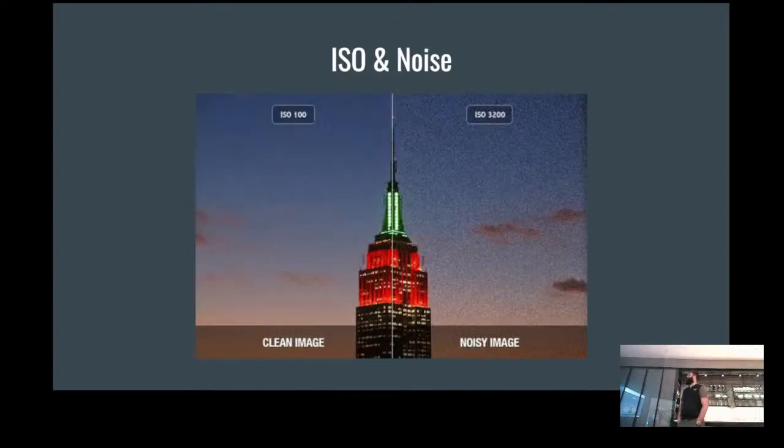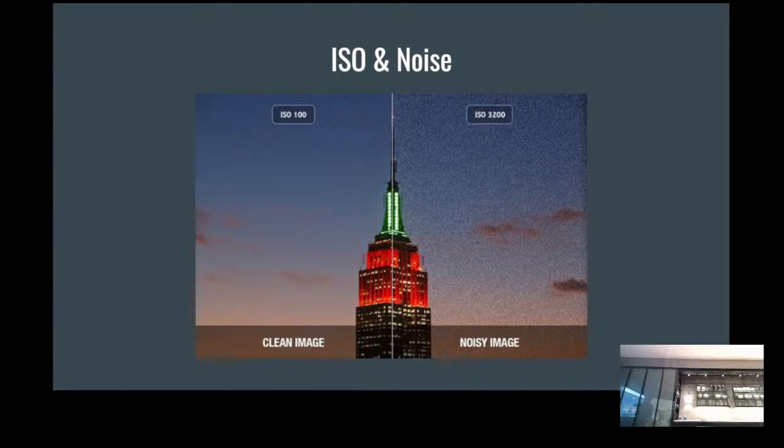ISO, however, equates to noise. And noise is basically going to be the graininess or, let's say, pixelization of your photo. In this case, we have, I want to say, the Chrysler Building. It's either the Chrysler or the, my mind, now, Empire State Building. It's one of the two. Either way, I can't think of which one it is.